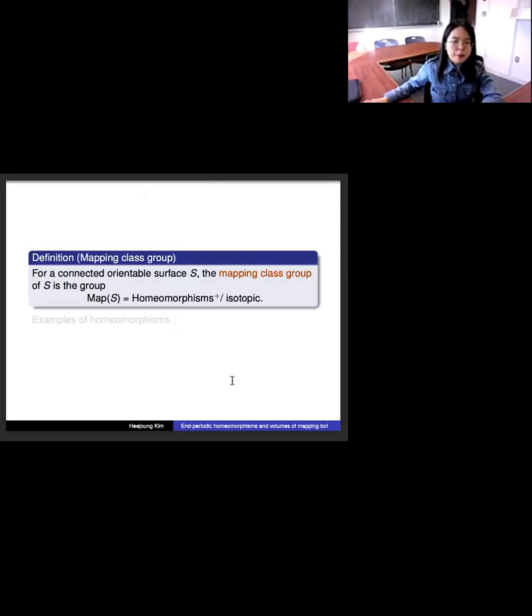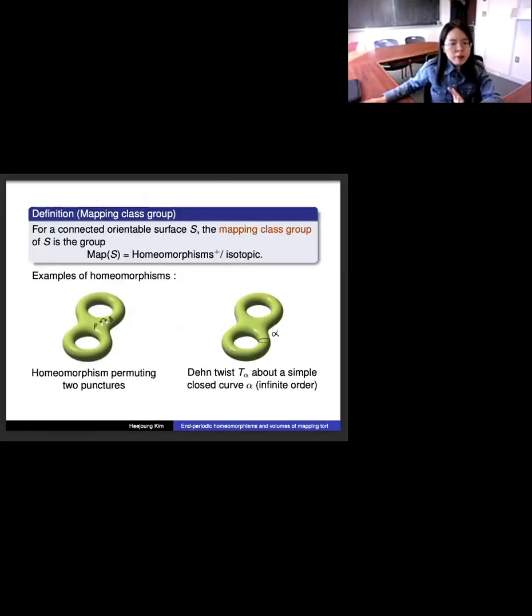Okay, so now for a connected oriented surface, the mapping class group is the group of isotopy classes of homeomorphisms of S. So for example, for a genus 2 surface with 2 punctures, say P and Q, the homeomorphism permuting the 2 punctures P and Q is an order 2 element of the mapping class group.